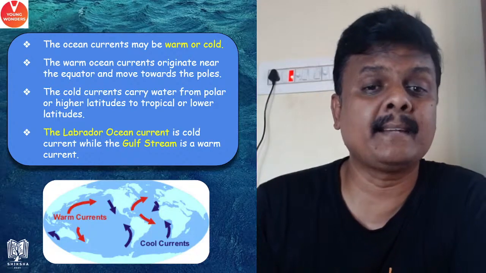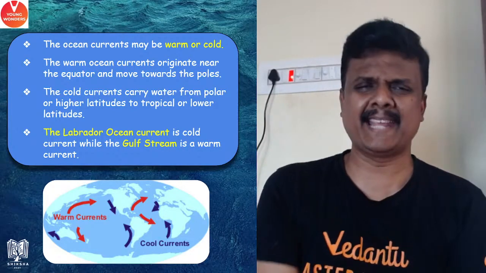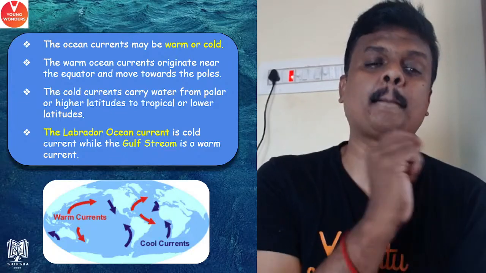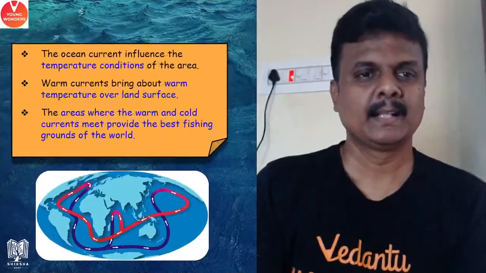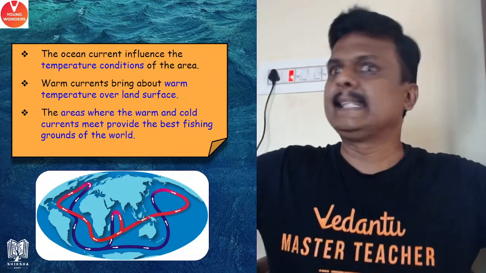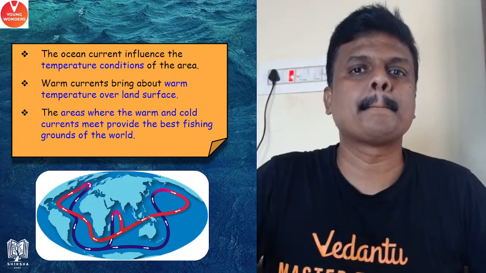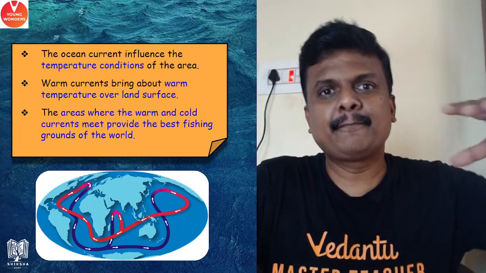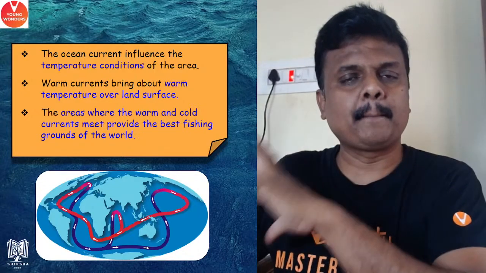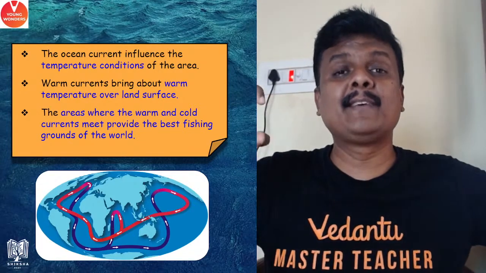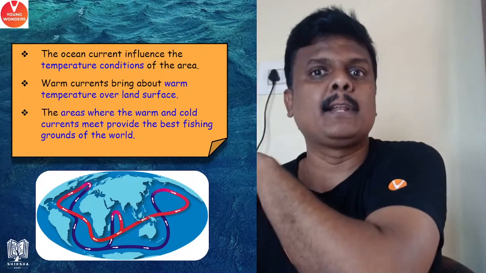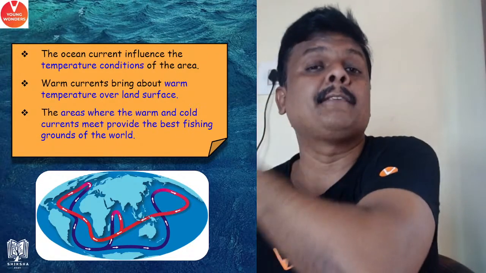So the Labrador ocean current is cold while the Gulf Stream is warm. Examples for warm and cold currents: Labrador ocean current is cold, Gulf Stream current is warm. So guys, if the ocean current is very warm, the surrounding land will also be warm. If the ocean current is cold, even the land which is not a part of the ocean will be affected, because the ocean is so huge that it impacts the temperature on land. So if it is a warm current, the temperature on land will generally be warm. Cold current, the temperature on land will be cold.